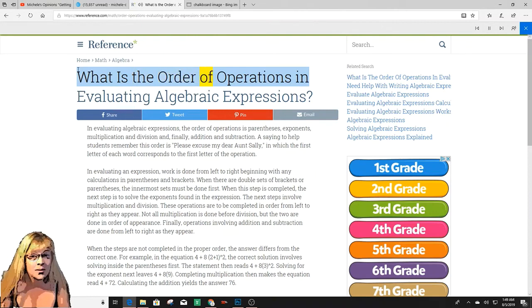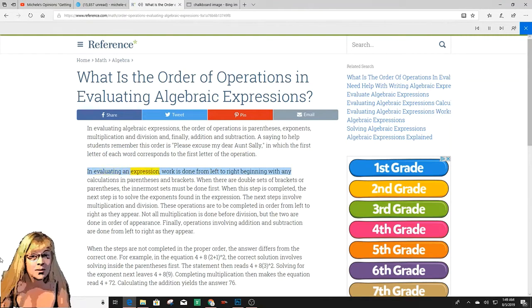What is the order of operations in evaluating algebraic expressions? In evaluating algebraic expressions, the order of operations is parentheses, exponents, multiplication and division and, finally, addition and subtraction. A saying to help students remember this order is "Please excuse my dear Aunt Sally," in which the first letter of each word corresponds to the first letter of the operation.